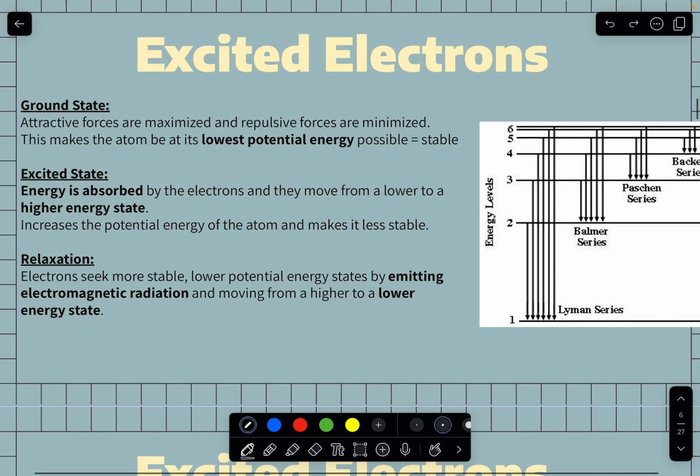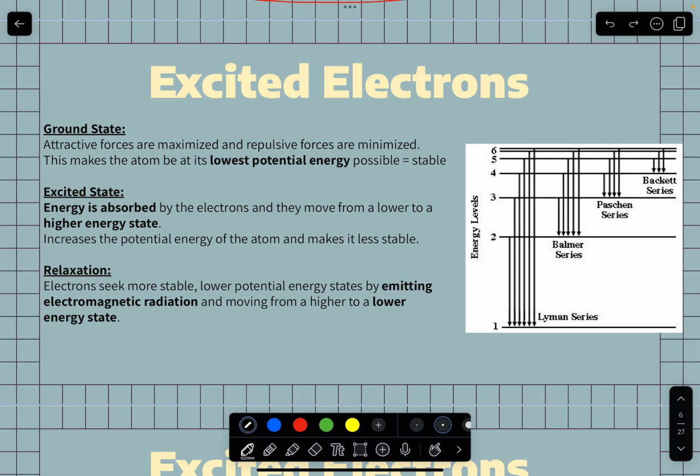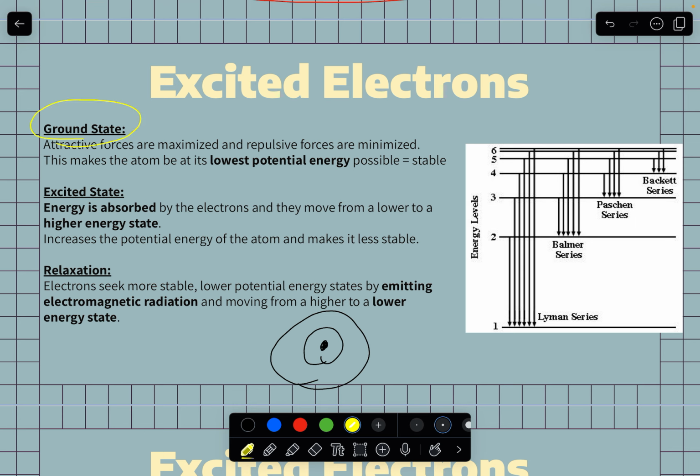Okay, so moving on to electrons. We have different states for electrons. Remember, with electrons, you have the nucleus, then you have some energy levels, or those rings around it, okay? We start off on the ground state. The ground state is where the electron is originally at. It's its lowest potential energy. It's the lowest energy state it can be at, okay?